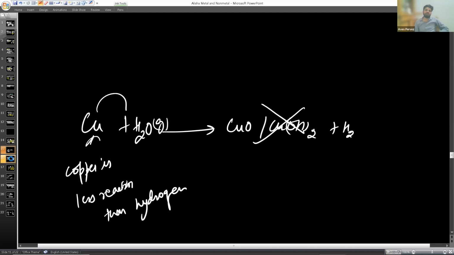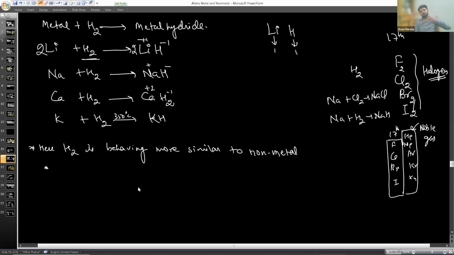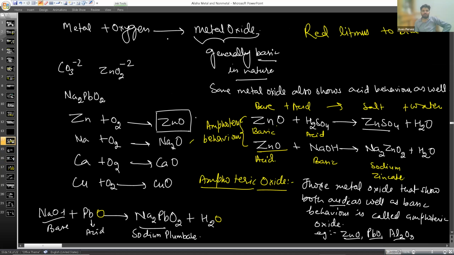Next, coming to this one: metals react to give metal oxides, and metal oxides are generally basic in nature, they are bases. But some metal oxides show both acidic as well as basic behavior. For example, zinc oxide when it reacts with H2SO4 gives zinc sulfate plus water, and the same zinc oxide when it reacts with sodium hydroxide gives sodium zincate plus water.